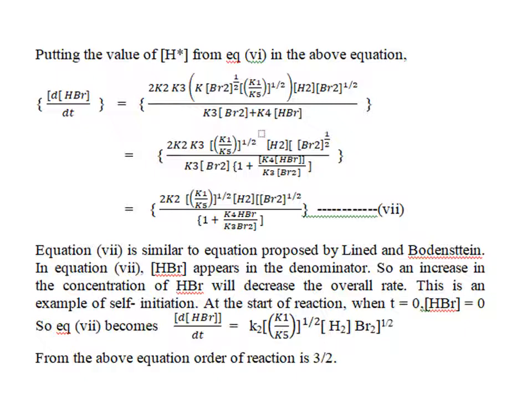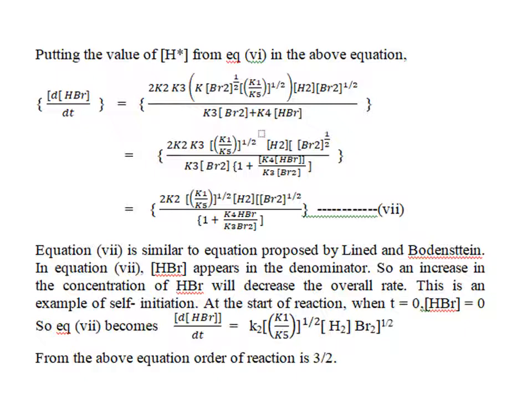This is an example of self-inhibition. At the start of reaction, when t is equal to 0, HBr is equal to 0. So equation 7 becomes dHBr over dt, that is equal to K2 into K1 over K5 under root into concentration of H2 into concentration of Br2 power 1 by 2. From the above equation, order of reaction is 3 by 2.